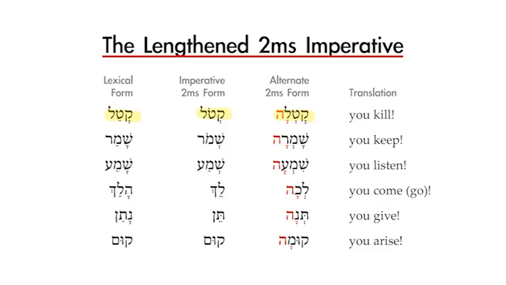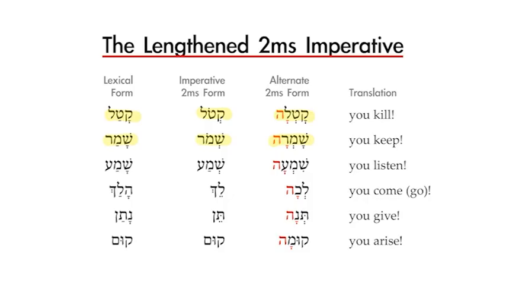Note that the vowel under the first root letter is a kamets hatuf. It appears in a closed, unaccented syllable. Let's look at example 2, shamar. The imperative 2ms form, shamor. And then the lengthened imperative form, shomra. Again, the vowel under the shin is a kamets hatuf, an O-class vowel in the closed, unaccented syllable.